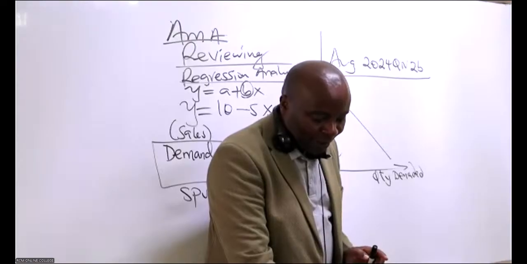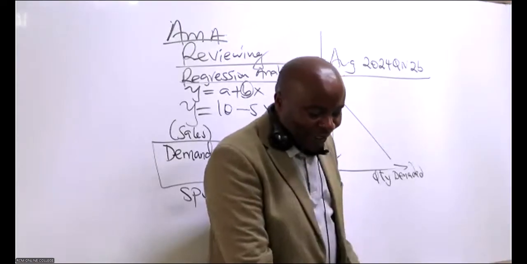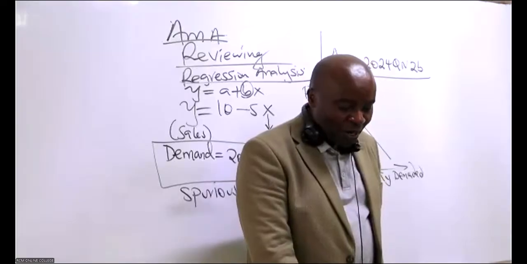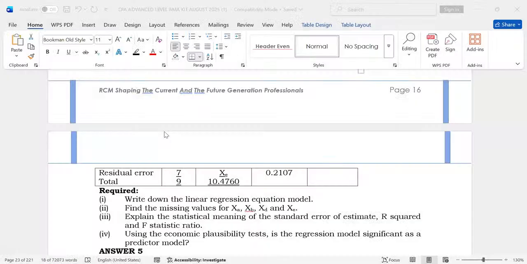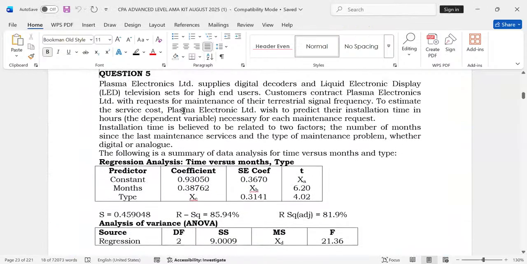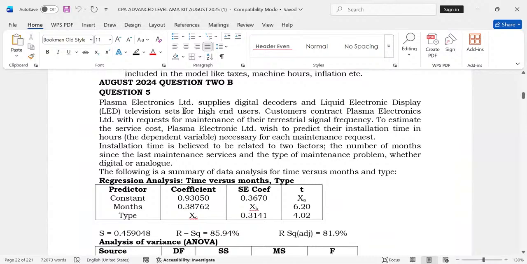But now let's read the question itself. So what are we told up here? What you're told up here is Plasma Electronics Limited supplies digital decoders and liquid electronic display LED television sets for high-end users. Our great customers contact Plasma Electronics Limited with requests for maintenance of their terrestrial signal frequency.